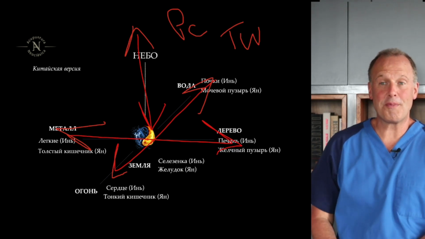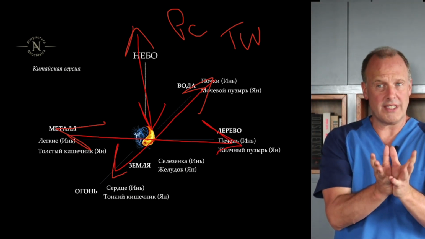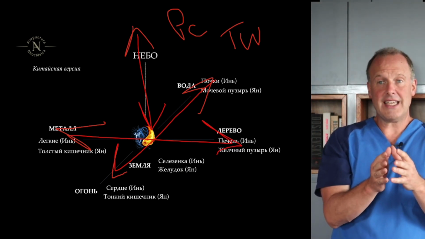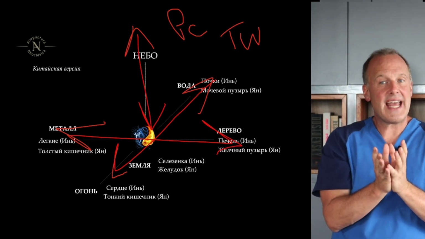Pericardium and triple warmer, again, they're covering things, but they're not really organs. And classically, heaven is described as covering over, but not having a form. It's formless.